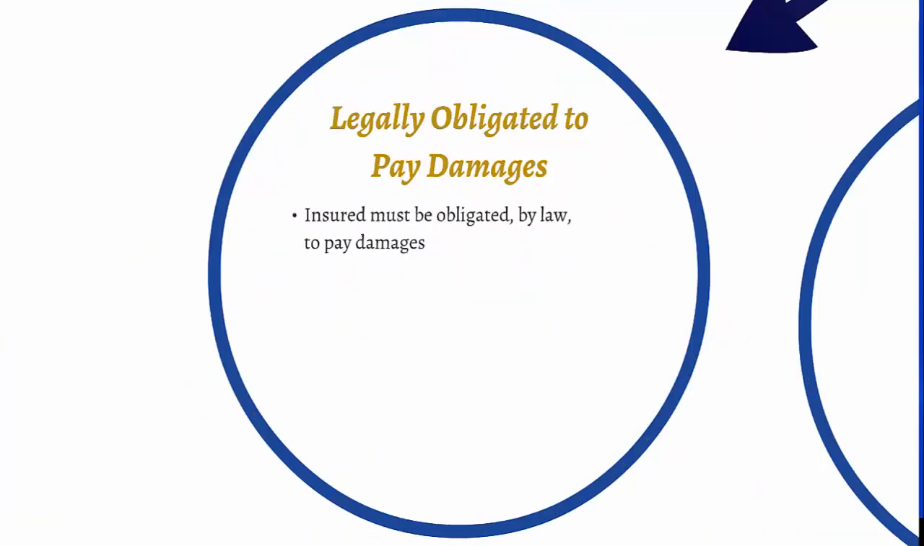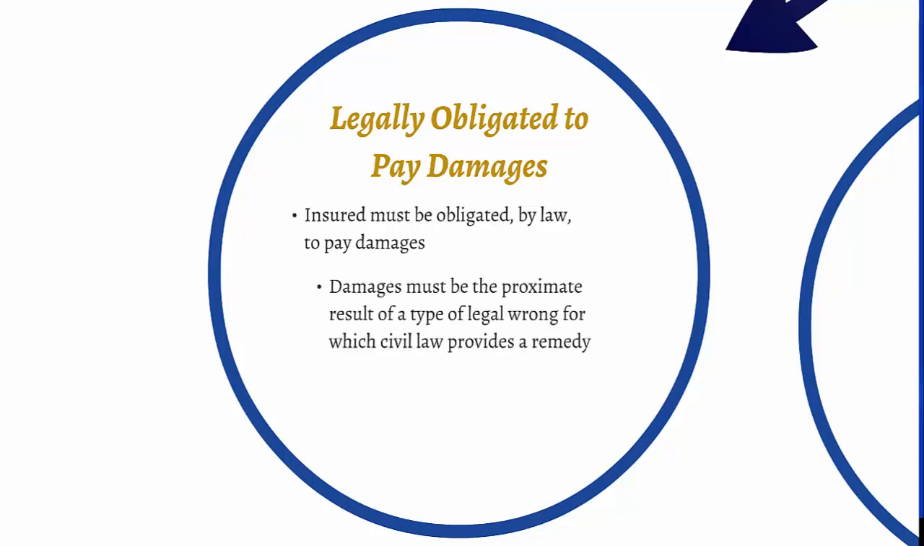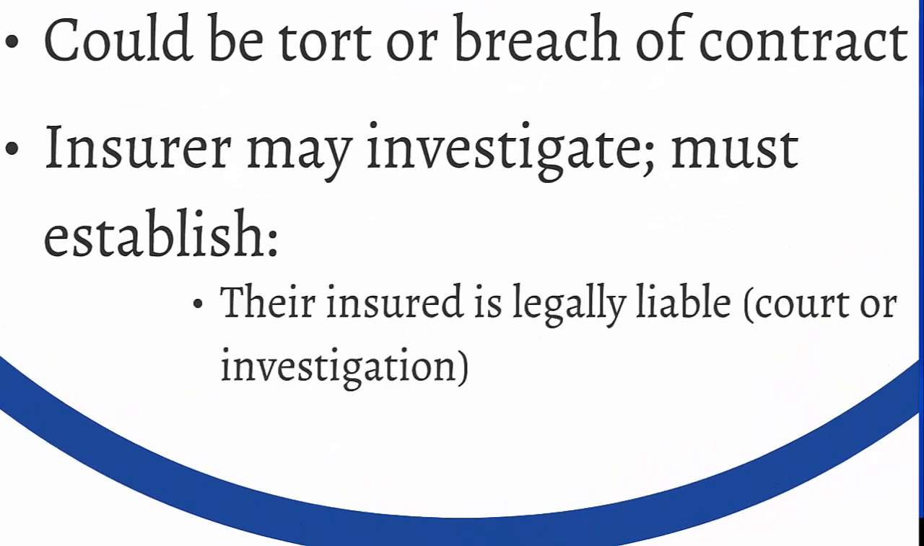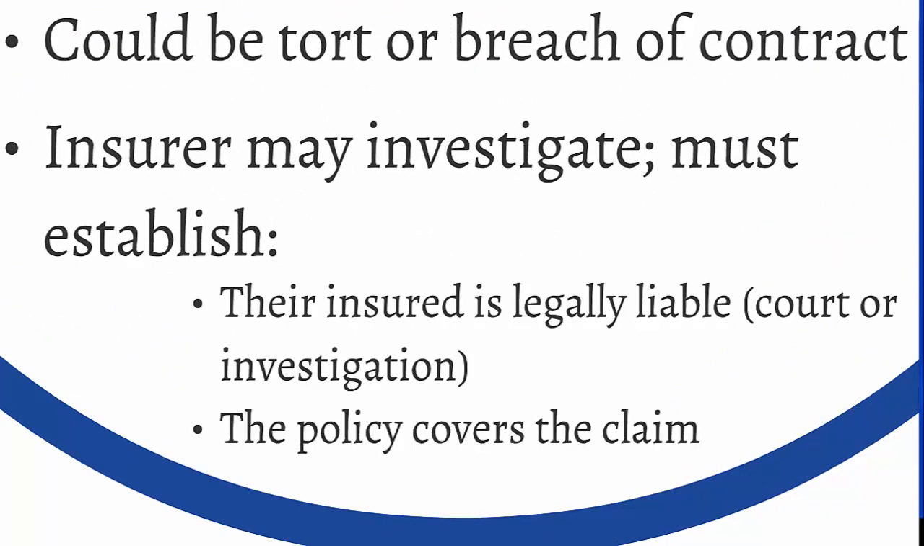First, the insured must be obligated by law to pay damages. Damages must be the proximate result of a type of legal wrong for which civil law provides a remedy, similar to what we discussed in the last video. This could be a tort or a breach of contract. The insurer may investigate, but they must establish that their insured is legally liable in court or by investigation. They also must establish that the policy covers the claim.